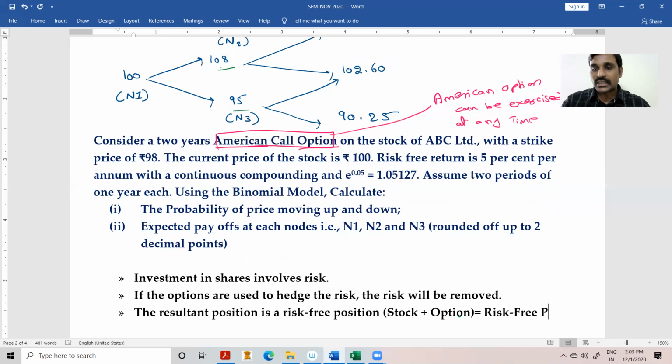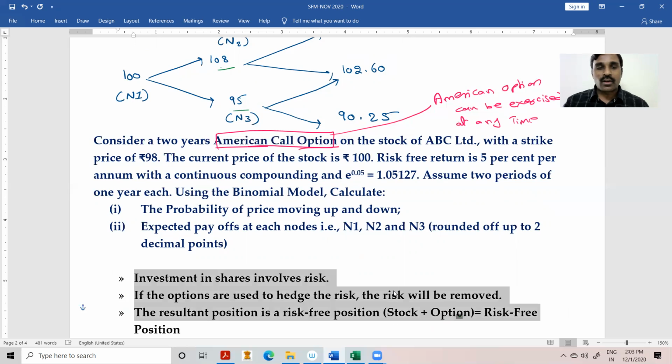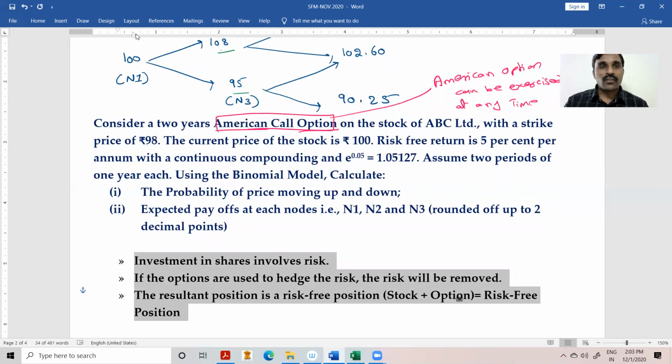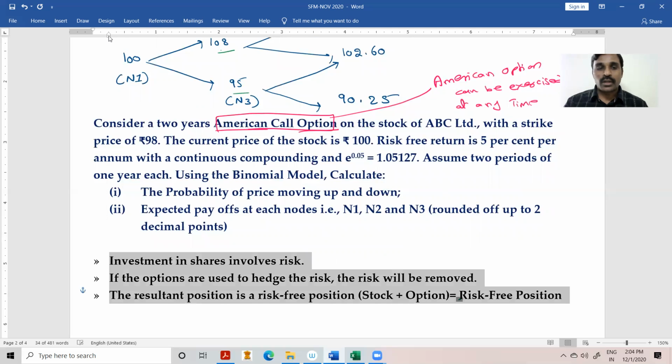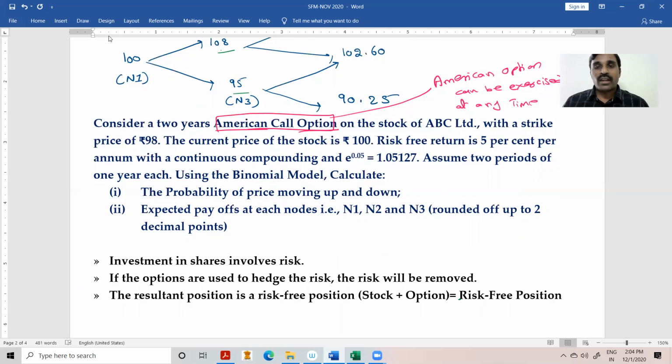Because though we have purchased a risky stock, since we are using the options, we'll end up with something called a riskless position. So even though I have purchased a stock, I am entitled only for a risk-free rate of return. Why, sir? I have purchased an investment which is very risky, and why are you forcing me to be satisfied with only a risk-free rate of return? Because you have hedged the option. Hedged means we have removed the risk. Since we are removing the risk, you are eligible only for the risk-free rate of return. Nothing more than that.